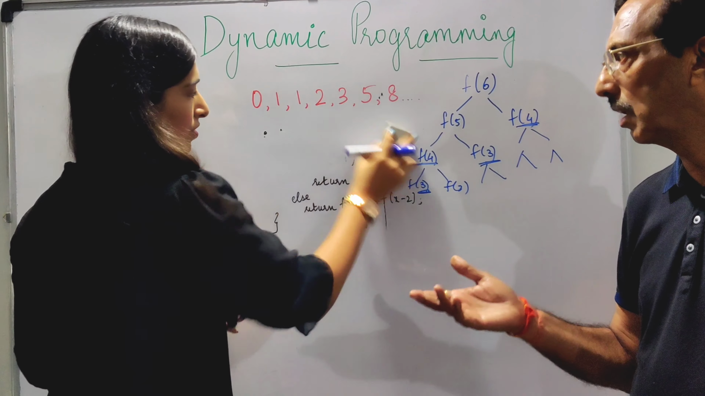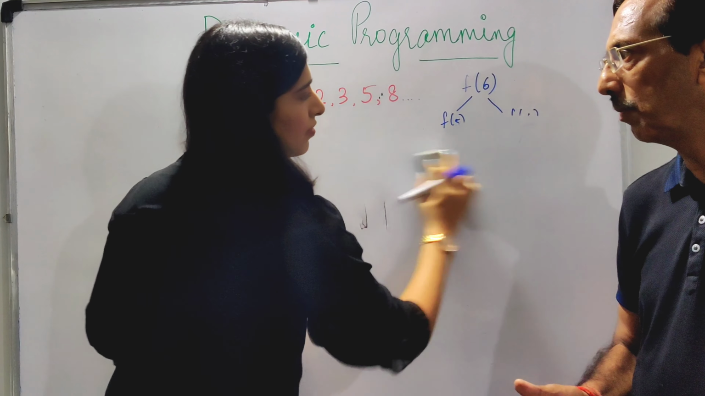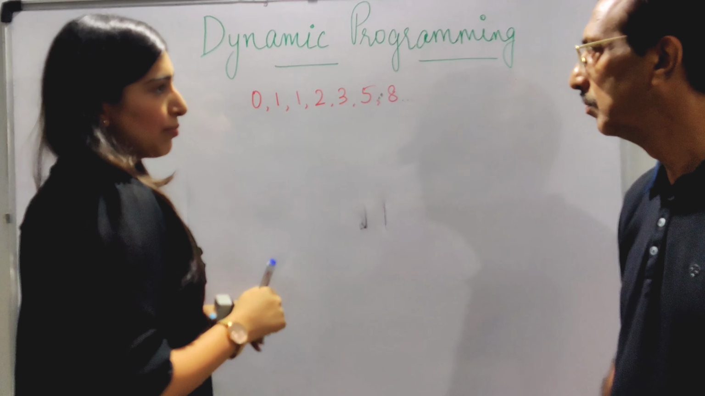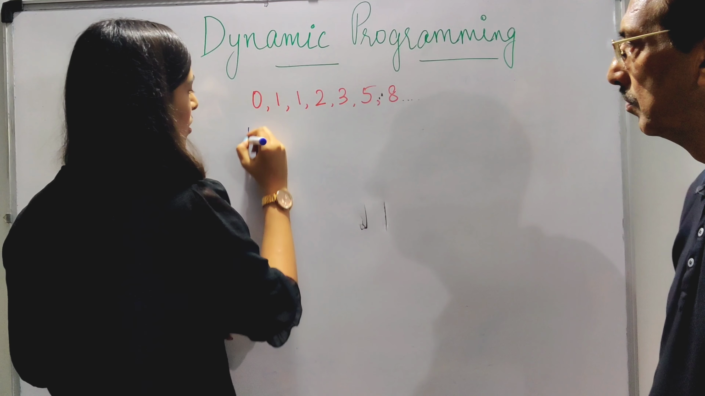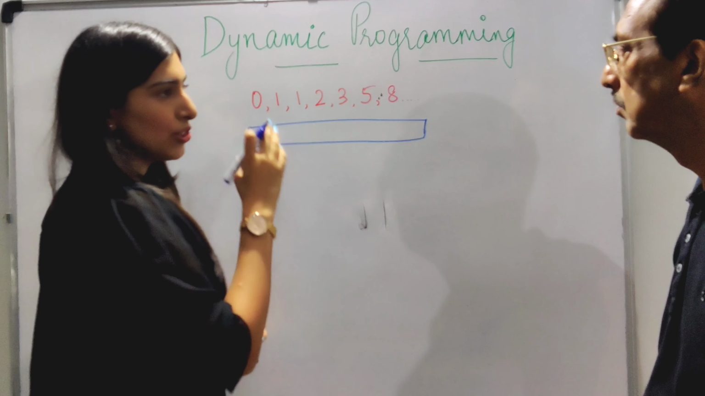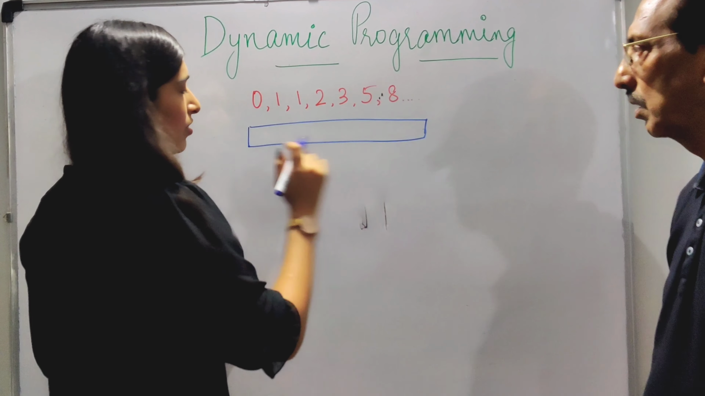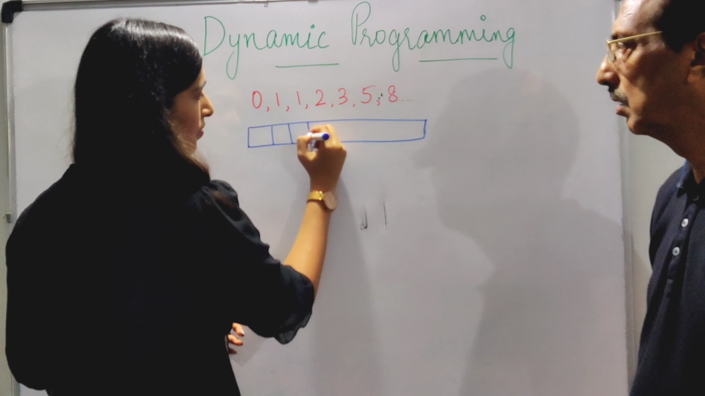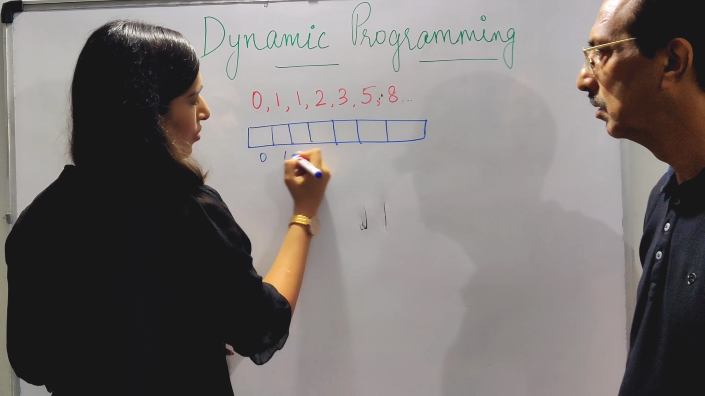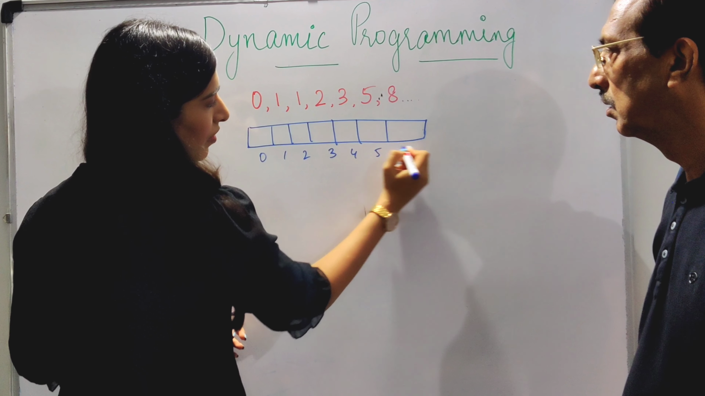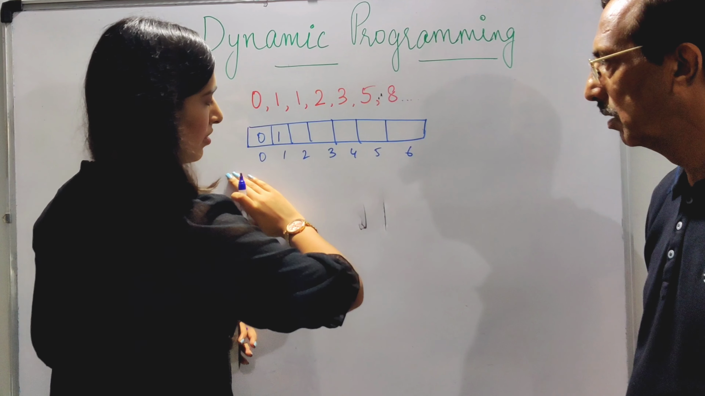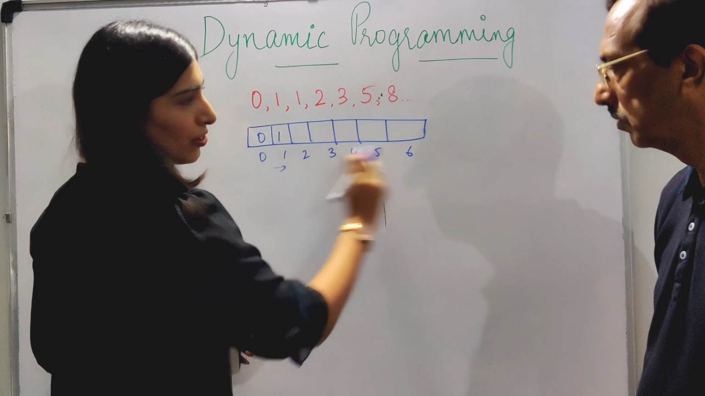Tabulation I can understand. It may be in a tabular form, but what is memoization? I'll tell you. For this, suppose we have to do DP. How will we do it? We'll take an array. An array is basically a structure to store values together, in an order. It is zero indexing. We write the base values and we traverse the array, from 0 till 6.